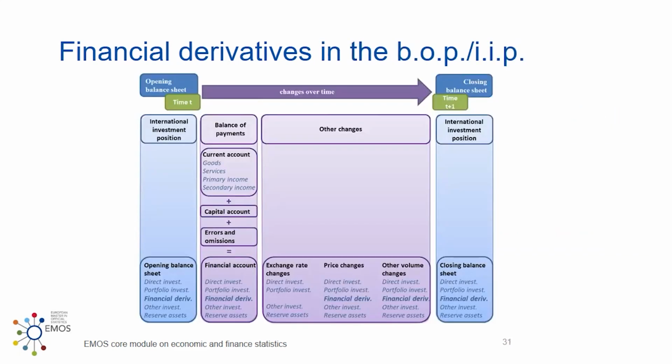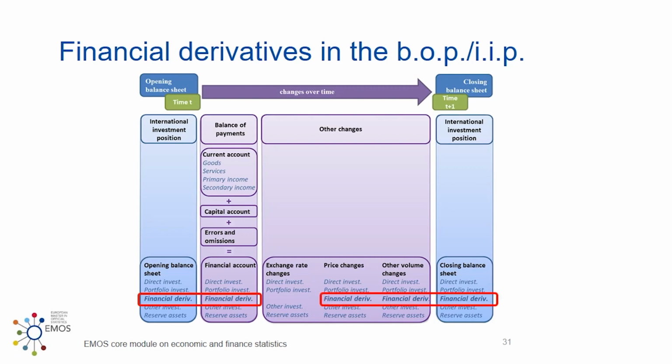And as I already explained before, this is the system of accounts for the external statistics with the opening and closing balance sheets and the transactions and other changes over time. And all the other financial functional categories in the financial account are somewhat similar in the sense that they appear everywhere in the opening balance sheet, in the closing balance sheets, exchange rate changes, price changes and other volume changes, and also have a primary income. Financial derivatives are actually somewhat reduced.